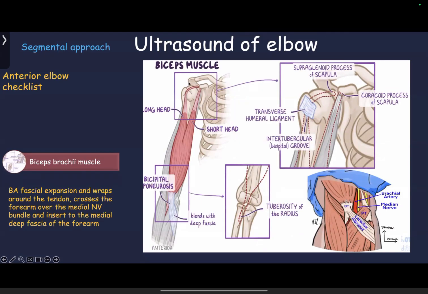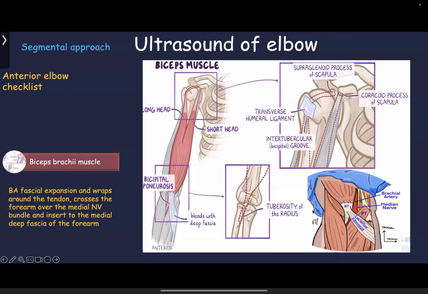All of us know it has two heads. We have the long head and the short head. The long head originates from the supraglenoid tubercle and the short head from the coracoid process. As these two heads run distally, they form the bipennate muscle belly, and distally they form the biceps tendon, which inserts on the radial tuberosity.